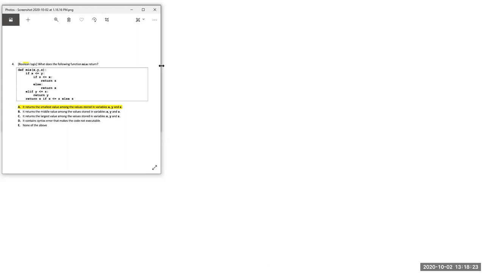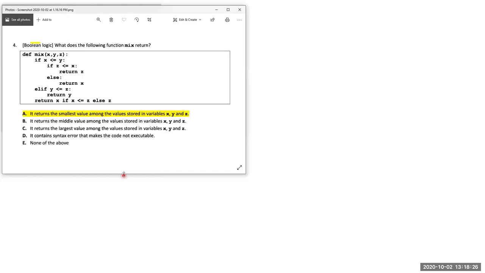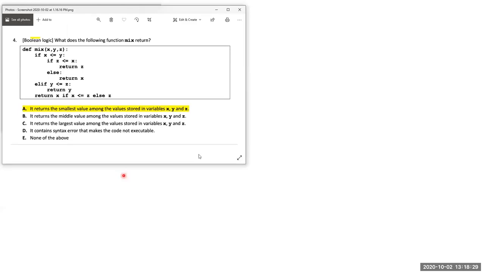Oh, okay. What does the following function mix return? This is just an if-else statement. Does anyone want to give it a shot and explain this? It's okay, don't be afraid. Does anyone want to try and explain? Feel free to unmute yourself. Sure, Yeche, explain as a C student. Let's see what you got.